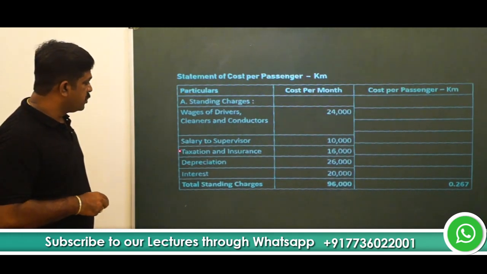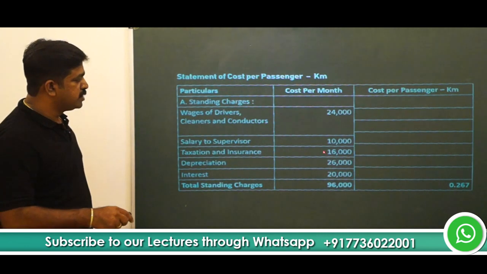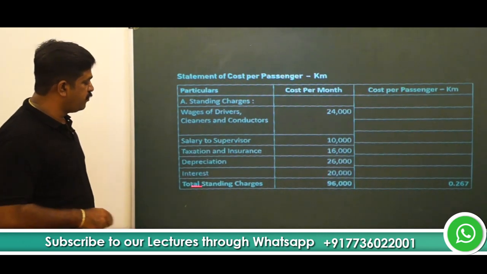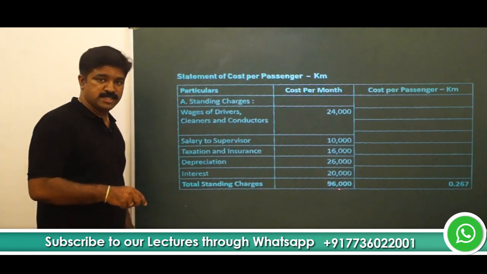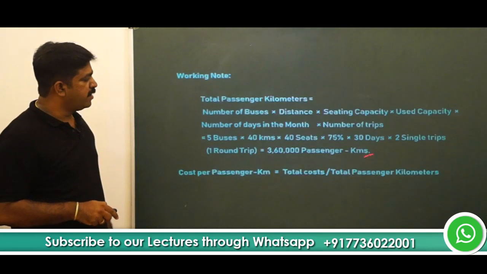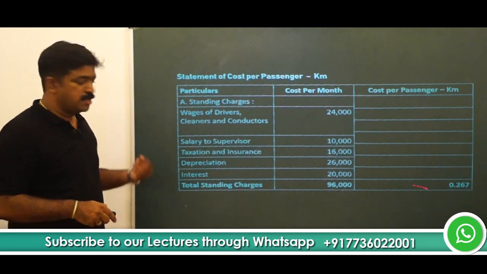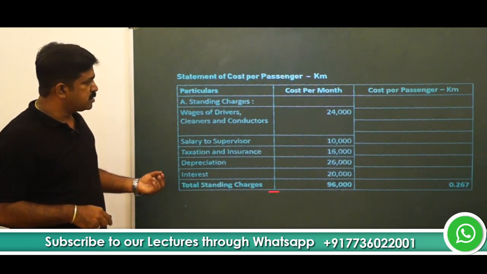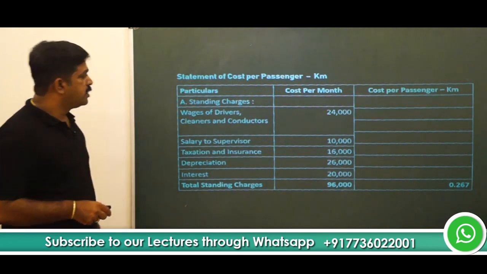Look here: taxation and insurance, depreciation, interest. So basically there are 5 items. If you total all the 5 items, you get total standing charges of 96,000. Fine. So this 96,000 divided by 3,60,000 will give you cost per passenger kilometer. That is, total standing charges per passenger kilometer will be 0.267.